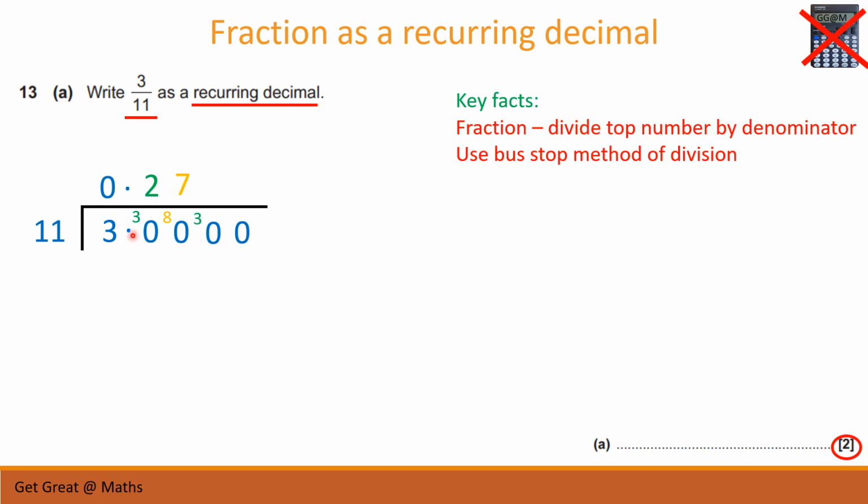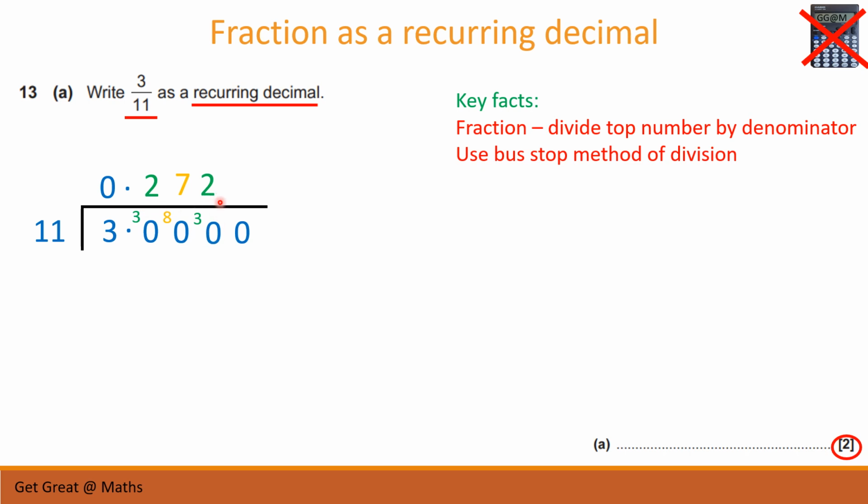You'll notice that this 3 and this 3 are exactly the same. Now, when you've got a recurring decimal, you're expecting to see some pattern recurring, some pattern repeating. So we've got to work out what that pattern is. So we then say 11 into 30 again is going to be 2, the same as what we had before. So you can see we've got a pattern of 2 repeating.